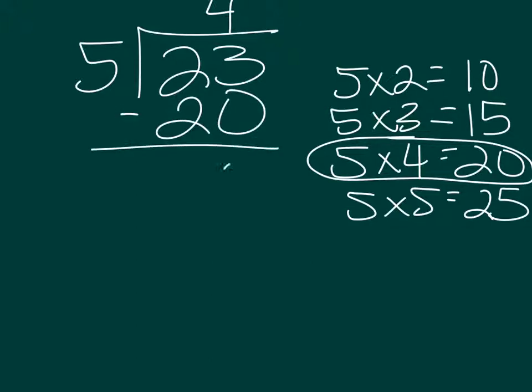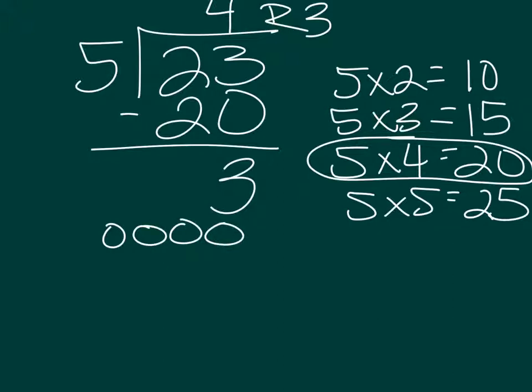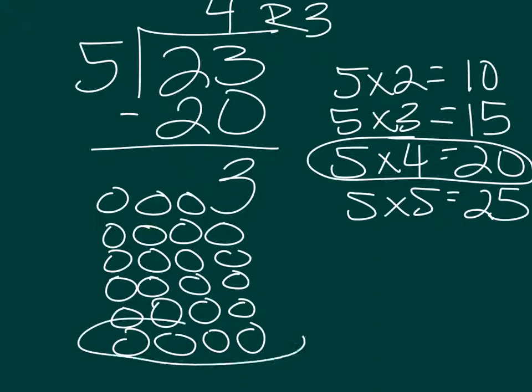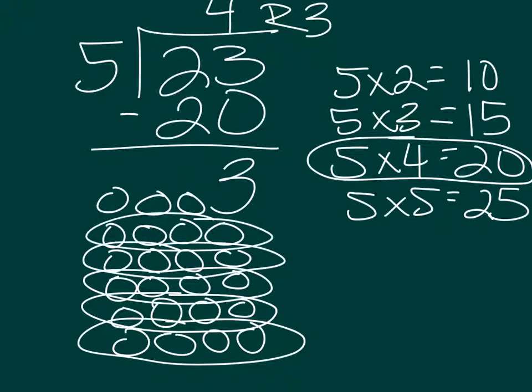I didn't use all of them. I actually have 3 left over. I cannot make a group of 5 if I only have 3. So I made 4 groups, and I have a remainder of 3. So here's a picture of that. 1, 2, 3, 4, 5, 6, 7, 8, 9, 10, 11, 12, 13, 14, 15, 16, 17, 18, 19, 20, 21, 22, 23. Now again, I want to make those 5 groups. So 1 group, 2 groups, 3, 4, and 5, and then there's my remainder of those 3.